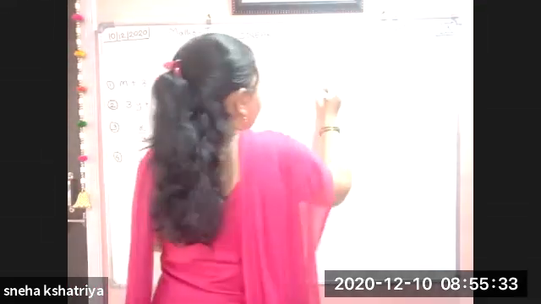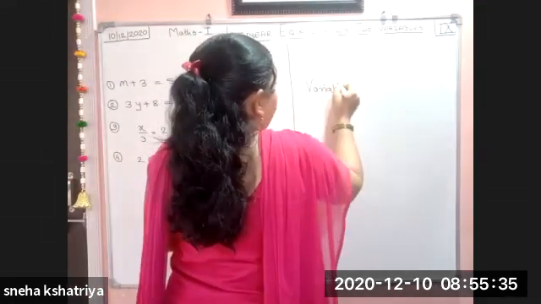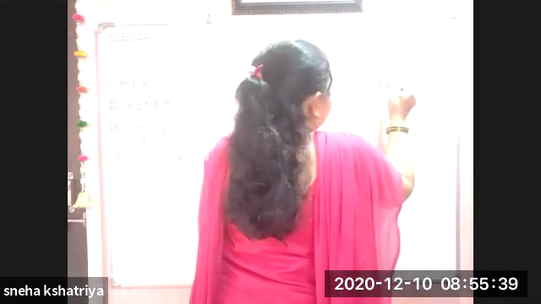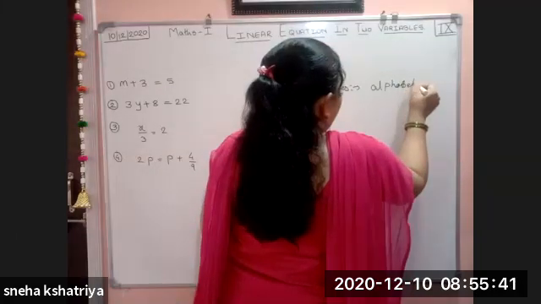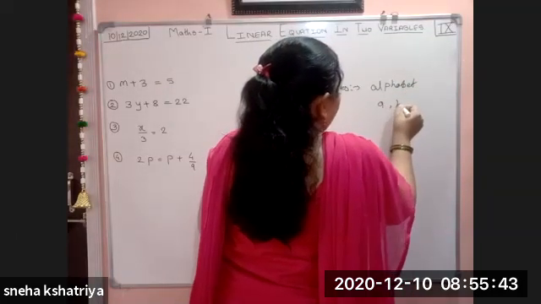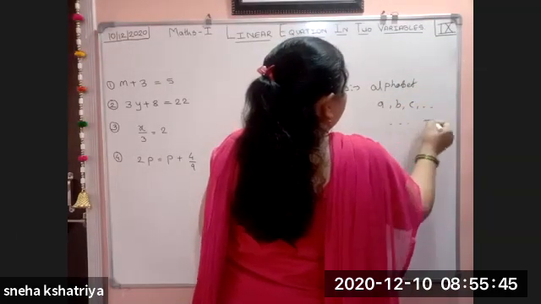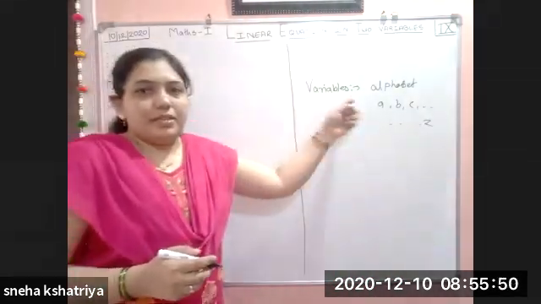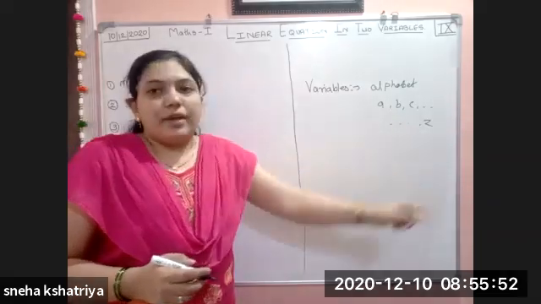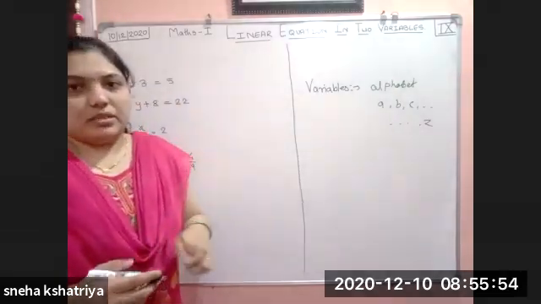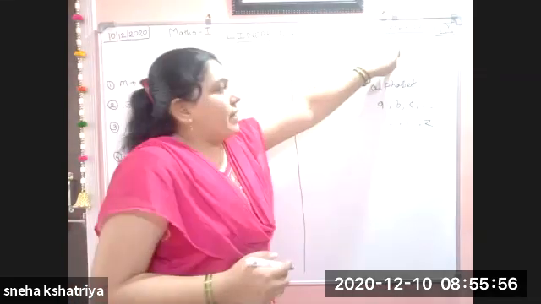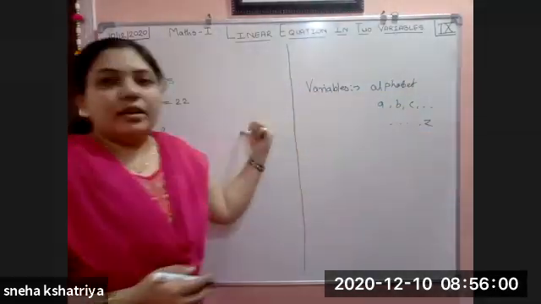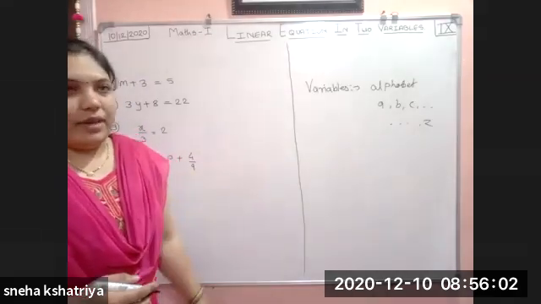Variables. What are the variables? They are your alphabets, from A, B, C to X, Y, and Z. All the alphabets are called variables here in mathematics. So first of all, what are the variables? All the alphabets from A to Z here in mathematics are called variables.